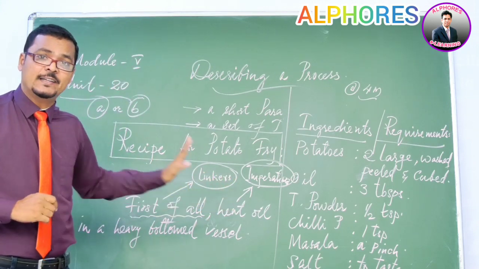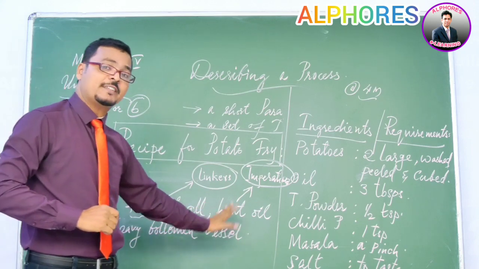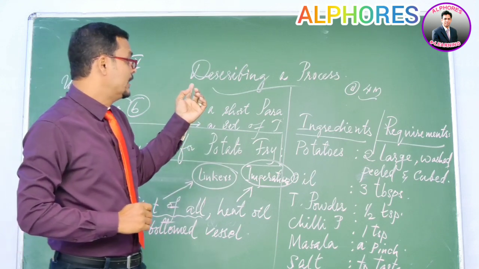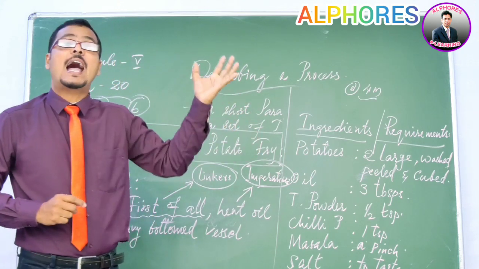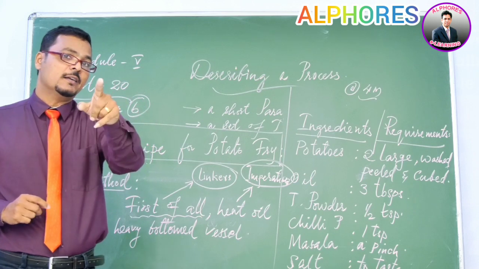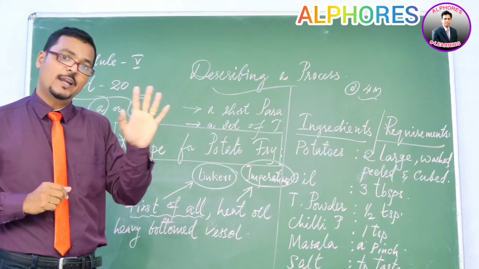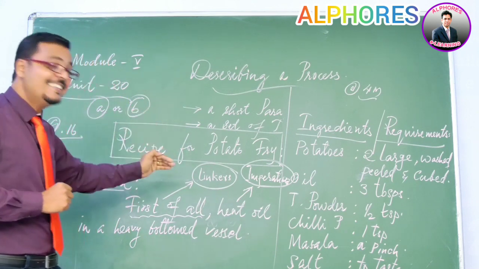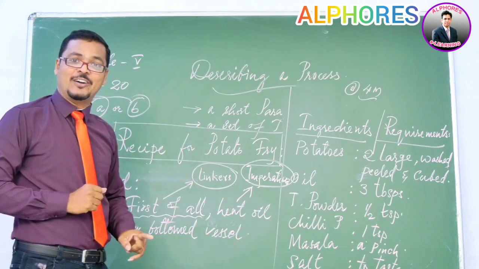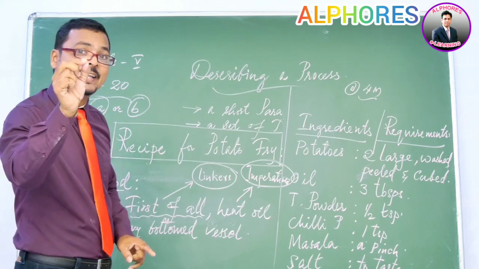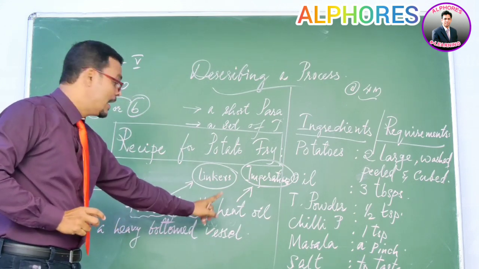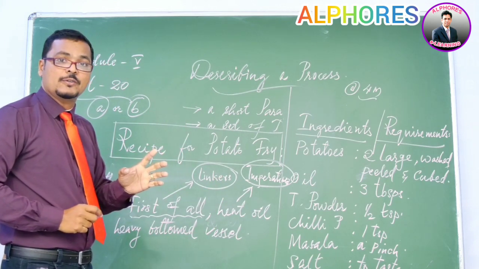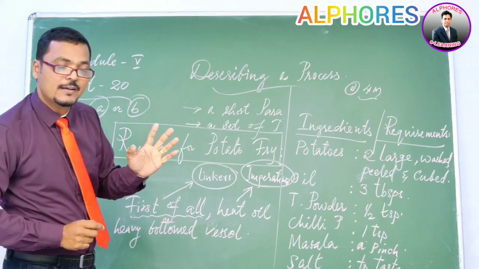Oil is heated in a heavy bottomed vessel. Oil is heated. The peeled and cubed potatoes are added. See children, it is difficult for you, naturally. Using passive voice may be very difficult for you. So, better follow this easy method, the instruction method, in the right word, imperative sentences. Imperative sentences beginning with the verb: heat oil, add potato, like this. Is it clear? Yes, very good.